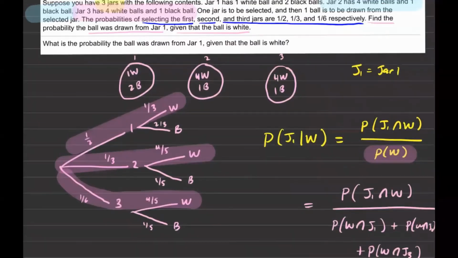It's the probability that the ball was drawn from jar 1, given that the ball was white.